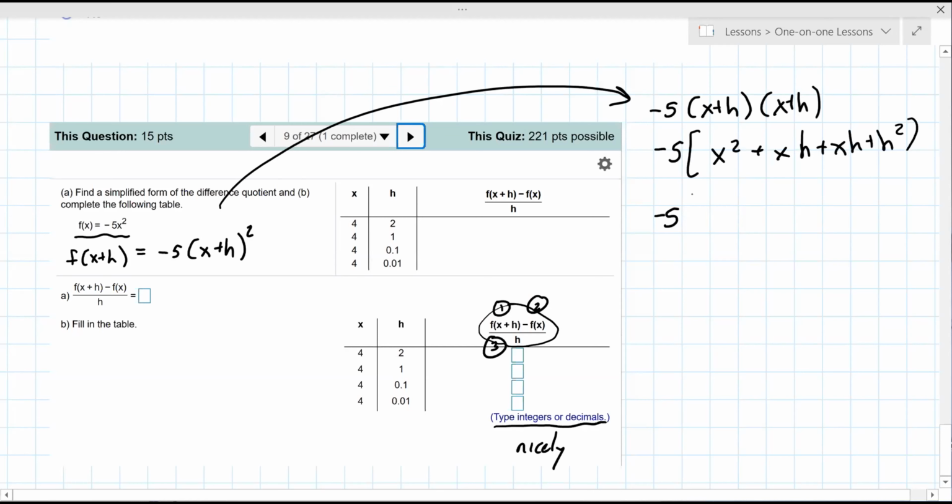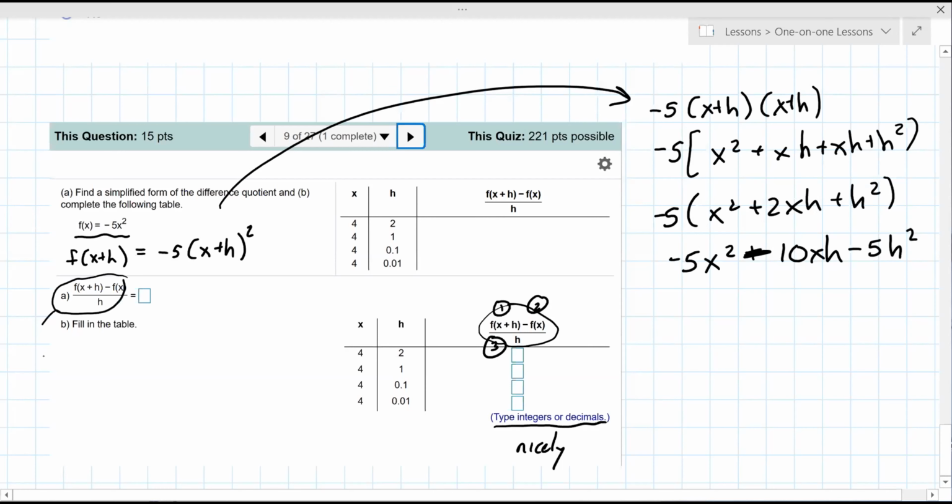Okay, so this simplifies to x squared plus 2xh plus h squared, and then you distribute that -5, and so it's -5x squared minus 10xh minus 5h squared. And now you're going to subtract f of x. So I'm going to do it down here, minus 5x squared minus 10xh minus 5h squared plus 5x squared all over h. If you've done this correctly, your x terms cancel.